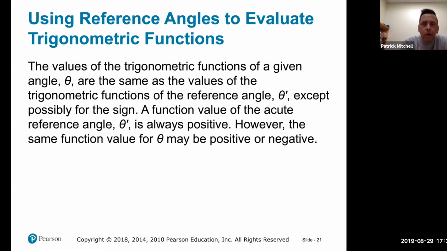A function value of the acute reference angle theta prime is always positive, right? Because that angle is always between 0 and pi over 2, or 0 and 90 degrees. However, if you think back to all students take calculus, the different trig functions have different signs in the different quadrants. So we're going to use the quadrant that the original angle is in to figure out whether our function value should be positive or negative. So let's do some examples.